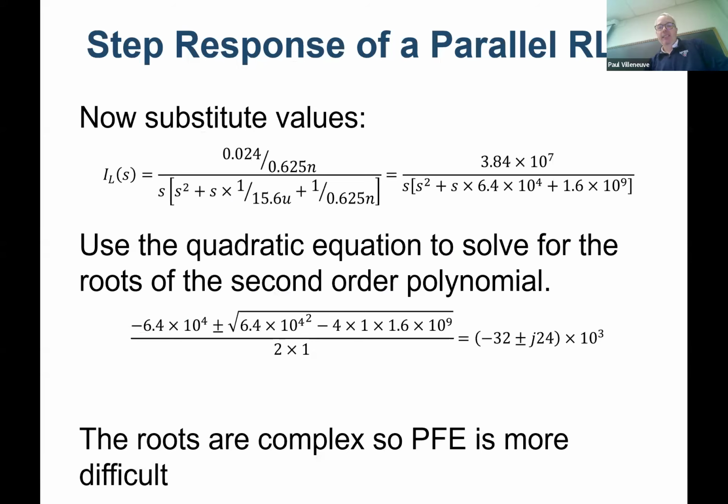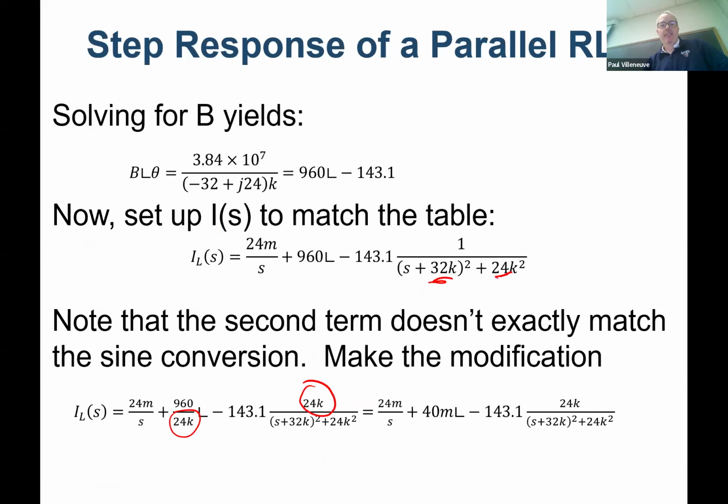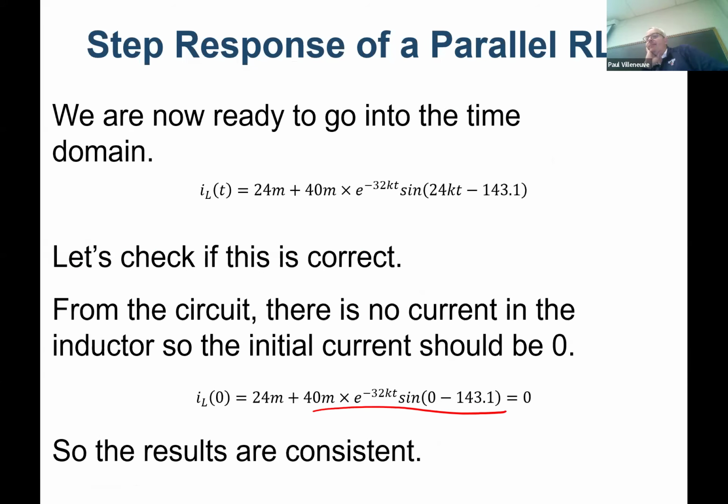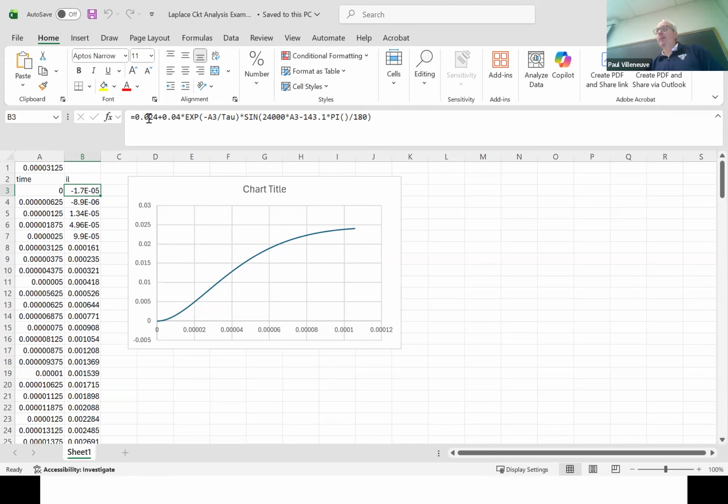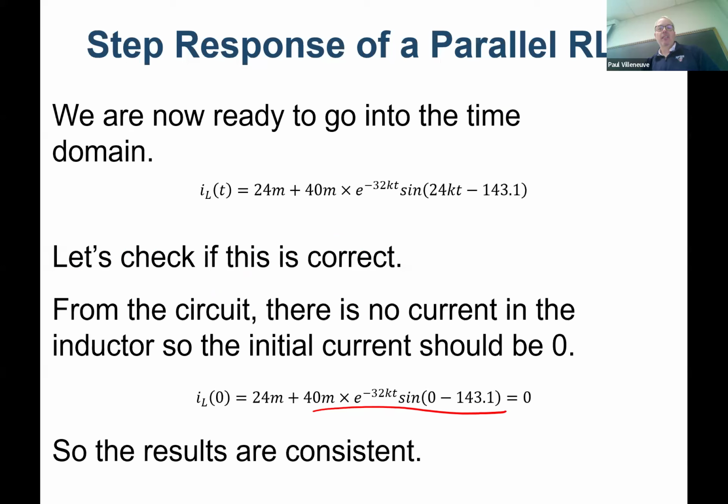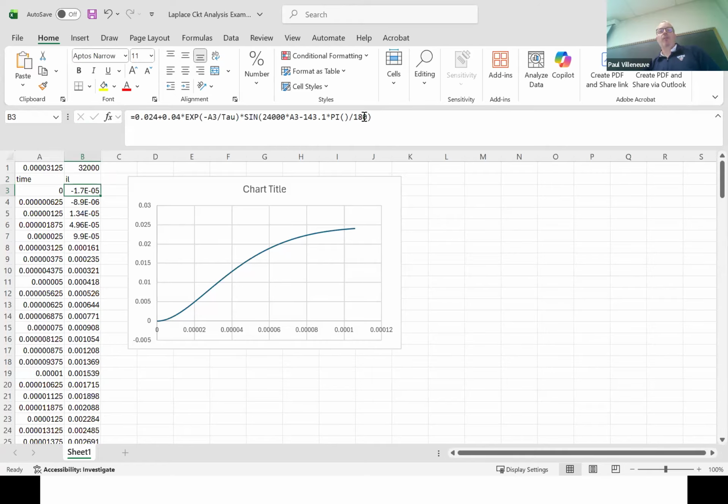Does that look anything like IL? 24 milli plus 40, e to the minus 32,000 t. And if you invert this, you get 32,000. So I got that so far. And then I do sine of 24,000 times t, minus 143.1.